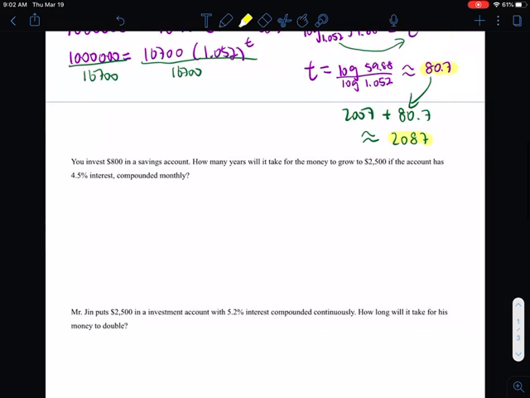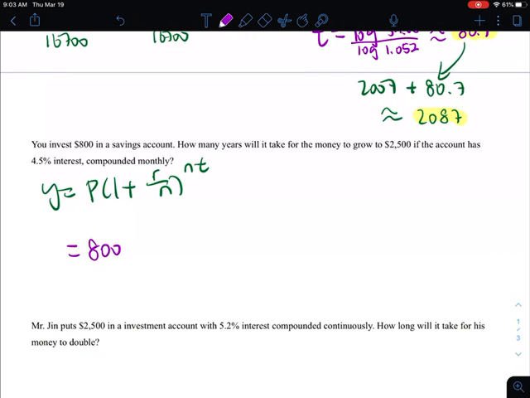Okay, so let's go ahead and try a couple more with compound interest. I know we did these before already, but now we're going to use logs. So again, if we're dealing with compound interest, we're going to use this formula, A equals P(1 + r/n) to the nt. Okay, so I invest $800 in a savings account. So that's going to be my initial starting value, 800. How many years will it take for the money to grow to 2,500? So that's what I'm ending up at, 2,500.